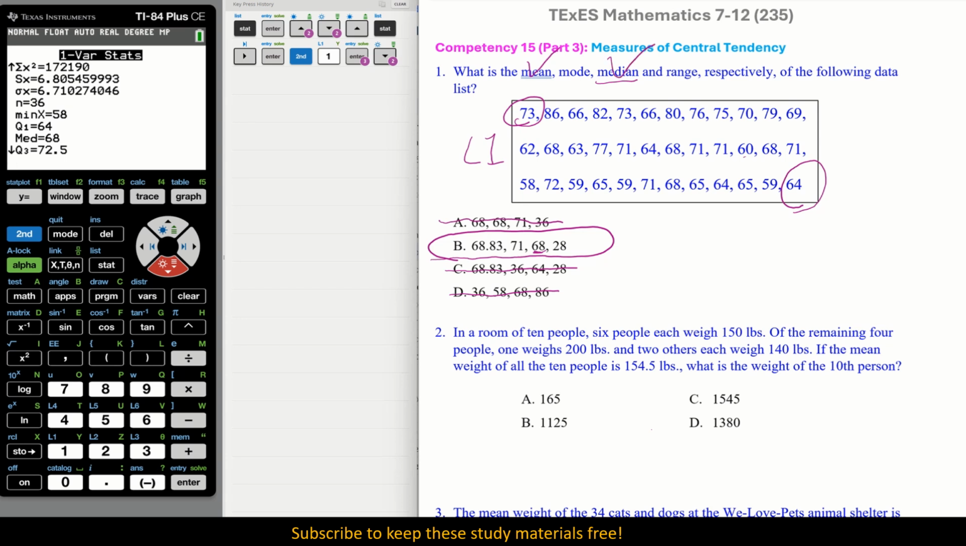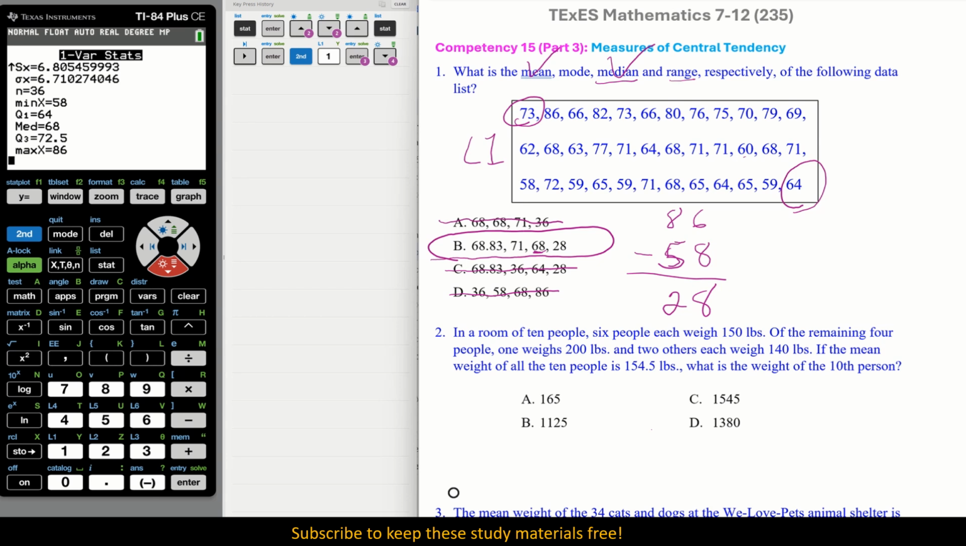Okay, but let's go back and double check. We have 2 things that we've checked for sure. But before we move on, we're going to go with our range. Let's double check that range. Okay, so we have a minimum here. They give us a minimum of 58. But let's go check our max. Arrow down. Our max is 86. So we're going to have 86 minus the 58. Well, I can see right now that that is 28.